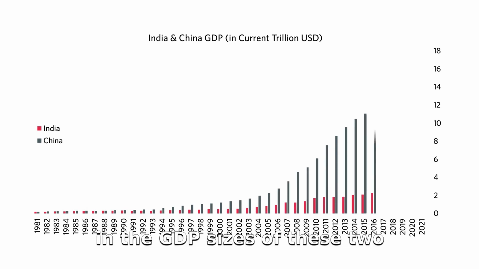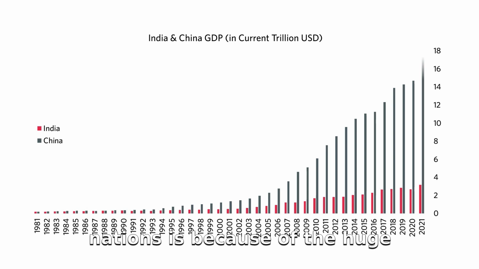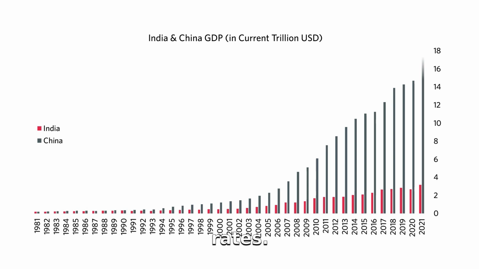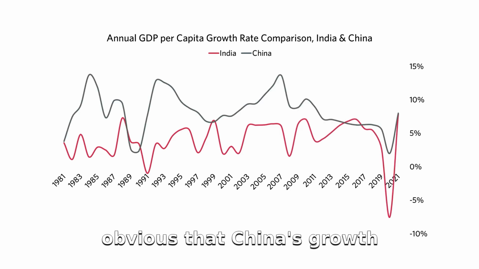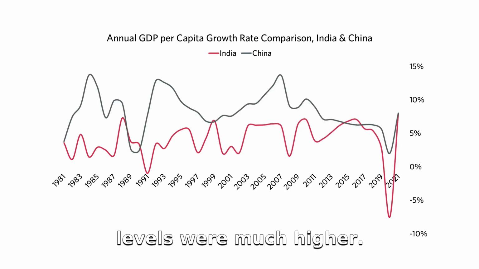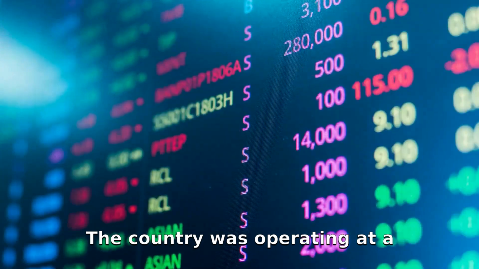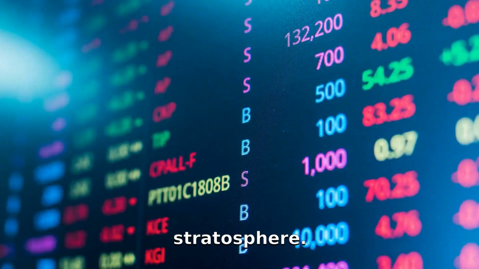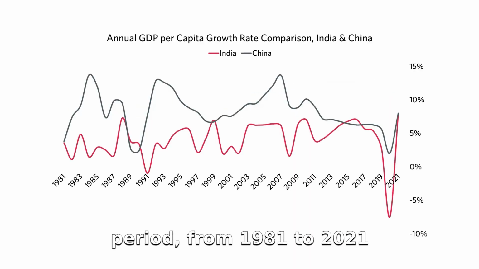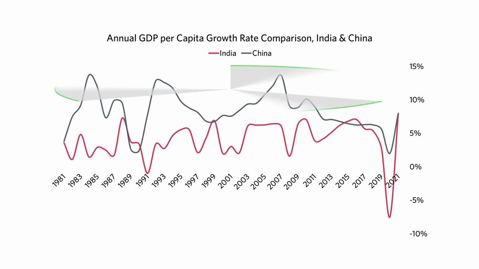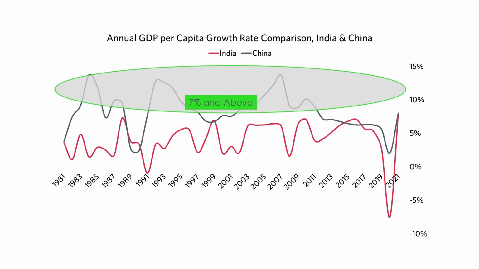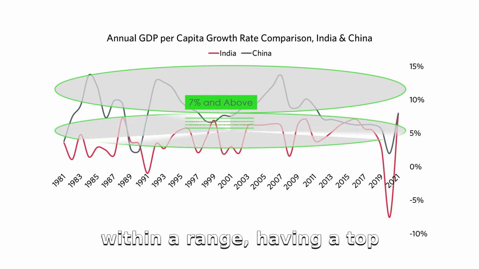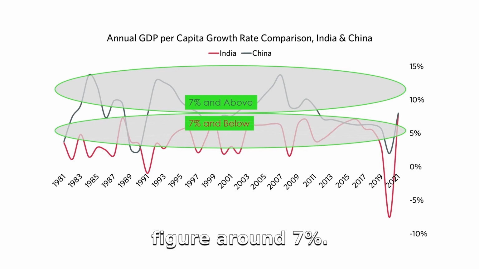This massive difference in the GDP sizes of these two nations is because of the huge difference in their growth rates. When we look at this GDP per capita growth charts, it is obvious that China's growth levels were much higher. The country was operating at a higher economic stratosphere. During the 31-year period from 1981 to 2021, China's growth rates in most of the years operated within a range having a bottom at around 7%. Whereas India operated within a range having a top figure around 7%.